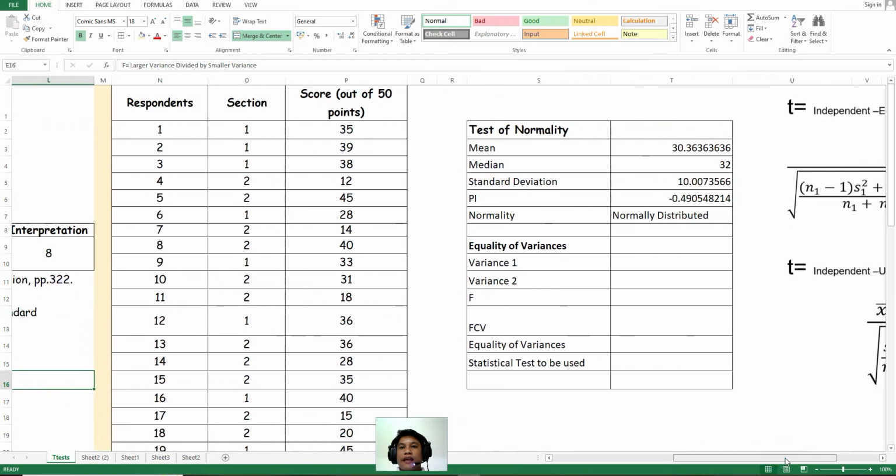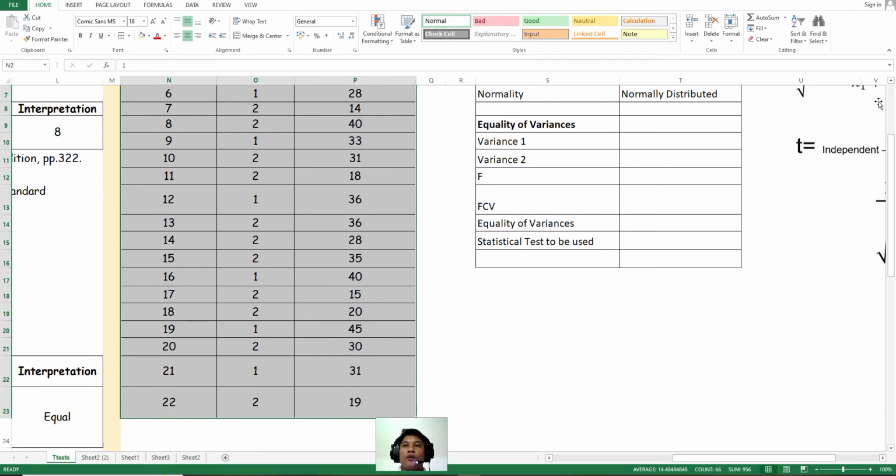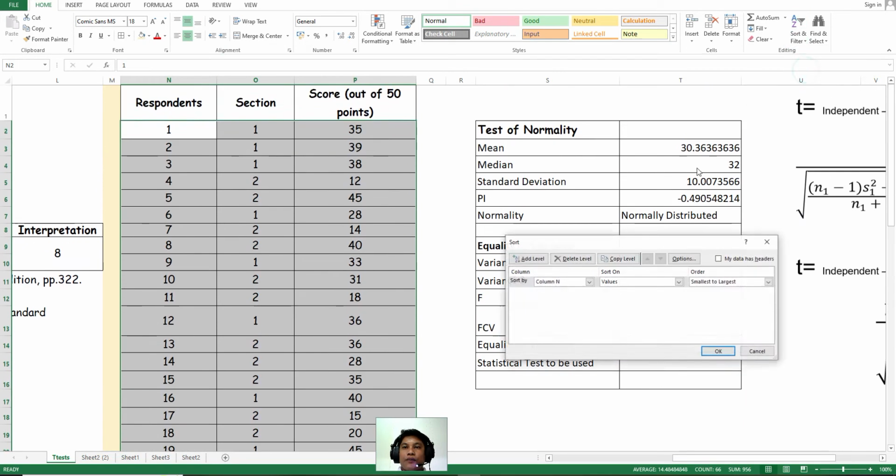First is group 1. We will get the variance, equals var.s, open parentheses. But in this case, the sections are jumbled, not arranged. So we first have to sort this out so that we group all of group 1 together and group 2 together. You highlight all from participants down to the scores, and then go to column N. Column N is the respondents, column O is the section. Our target is to group them by section.